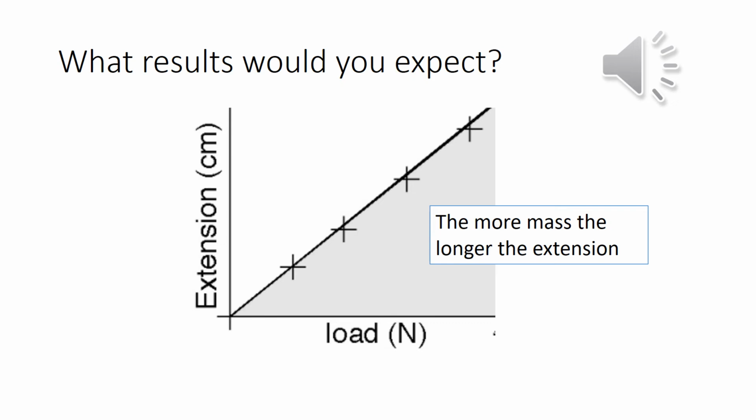So we would expect to get a set of results that look like this. As you increase the load or you increase the mass, you would increase the extension of the bungee jump, and you'd also increase the rebound of your bungee jump back up again. So it would go lower and then it would rebound higher.